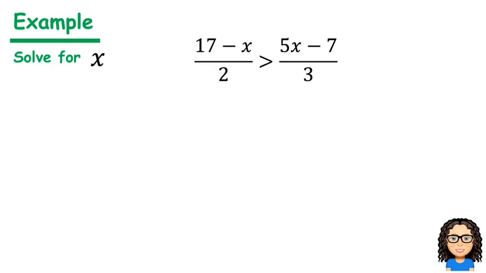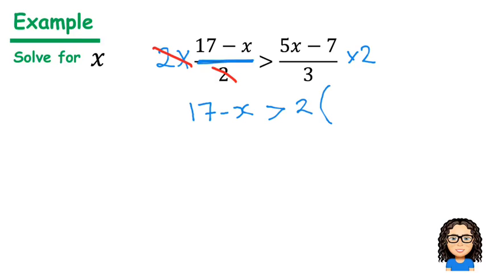So the opposite of dividing by 2 is multiplying by 2. So that's what I'm going to do, I'm going to multiply both sides by 2. That means these 2's will cancel out to leave me with 17 take away x on that side is greater than 2 times, and I'm just going to put all of this in brackets, 5x minus 7 over 3, and I'm multiplying all of that by 2.